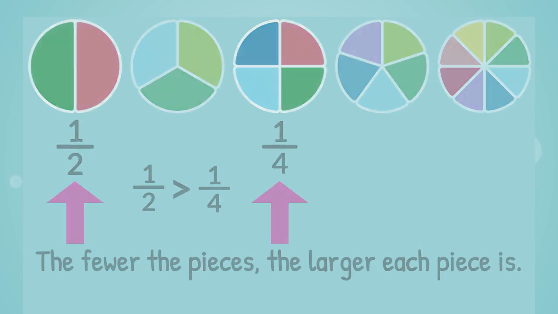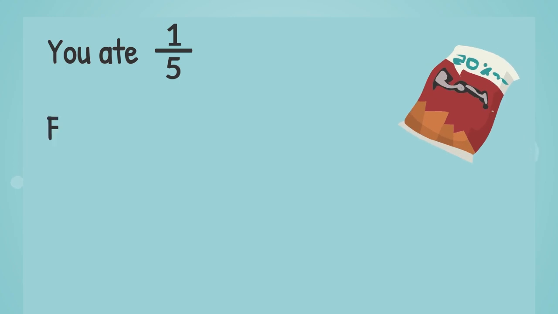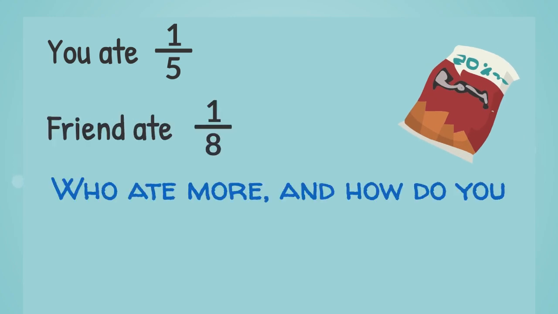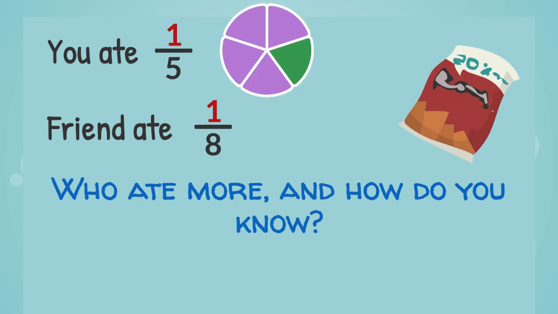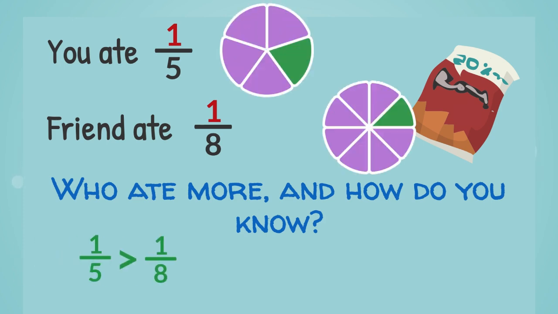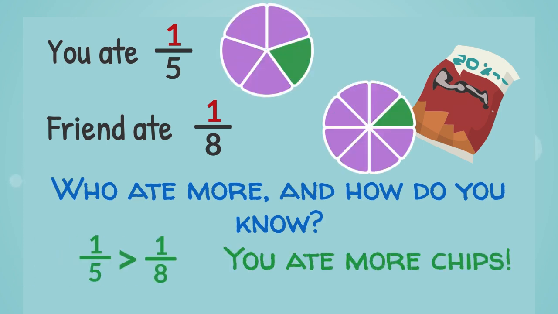Let's try another. Suppose you ate 1/5 of a bag of chips, while your friend ate 1/8 of the same bag. Who ate more, and how do you know? The fractions 1/5 and 1/8 are both unit fractions. Since 1/5 slices are bigger than 1/8 slices, you ate more chips.